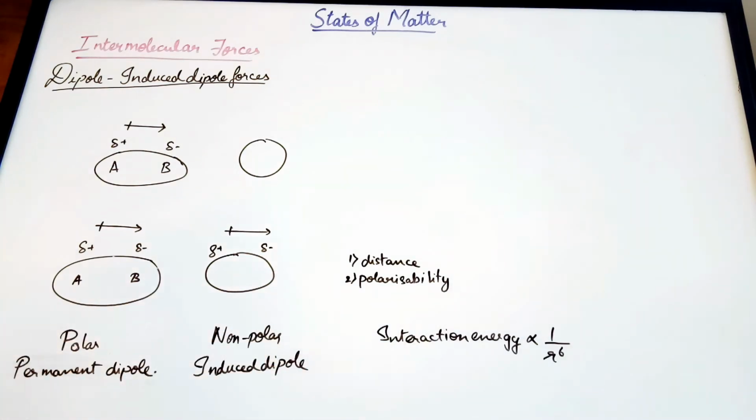With that, we're done with the 3 forces. First was dispersion or London forces, second was dipole-dipole forces, and the third was dipole and induced dipole forces. These 3 forces cumulatively are called van der Waals forces. Van der Waals forces are one of the weakest interactions that we observe between atoms or molecules, and these 3 forces are responsible for them.